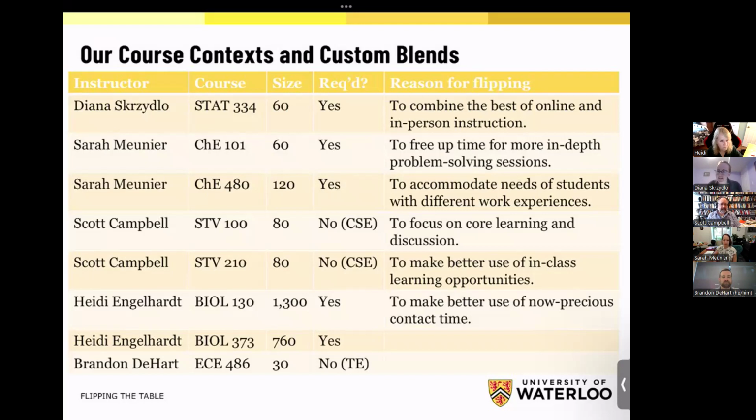I'm Diana Skrzydlo in the Department of Statistics and Actuarial Science, and I flipped Stat 334, which is a third-year statistics course for business and accounting students. It has about 60 students in it, thereabouts, and it is a required course for all of those students. And the reason I pursued flipping was because I'd come out of the pandemic where I had to create a bunch of digital assets and I wanted to reuse them, but also get back the benefits of in-person contact.